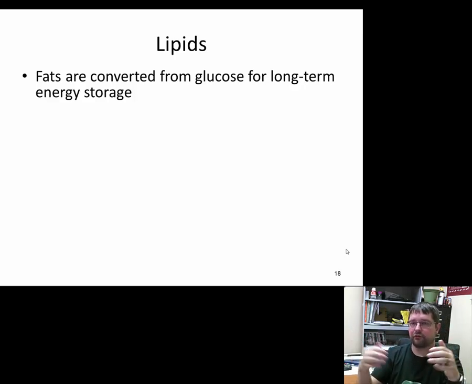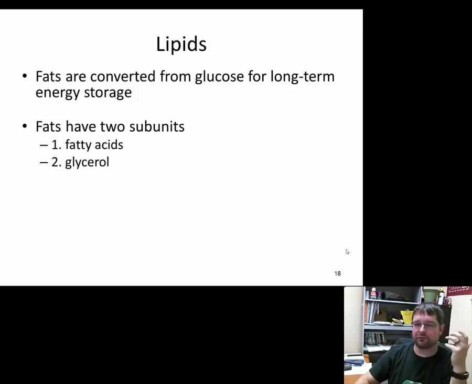Okay? And that's long-term energy storage. It's not dissolvable in water, so it's not going to easily break down just over time. Okay? You're going to have to be able to convert that fat back to energy through enzymatic processes by breaking it down. Okay? And that's what makes it very unique and a great energy storage system.